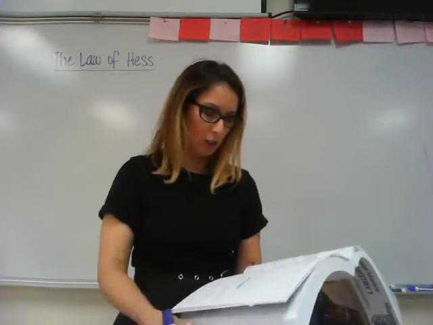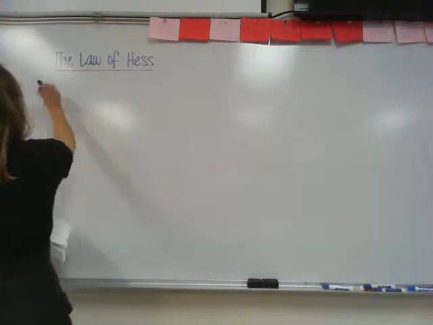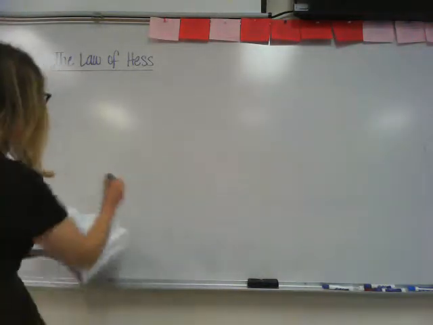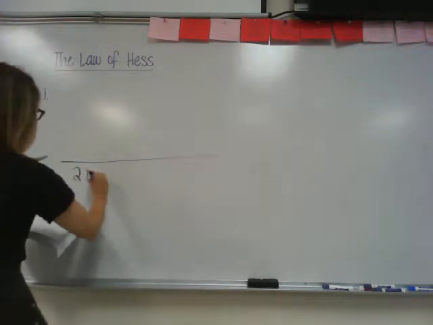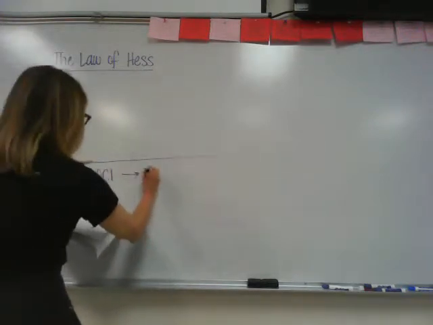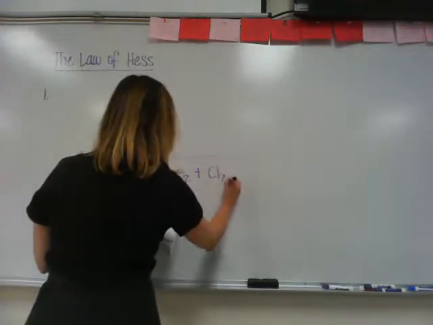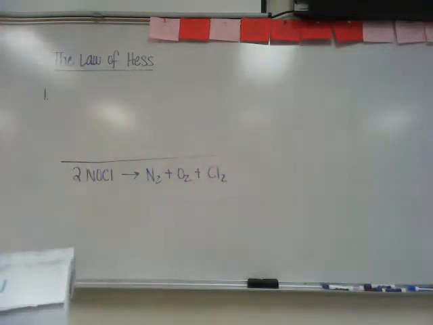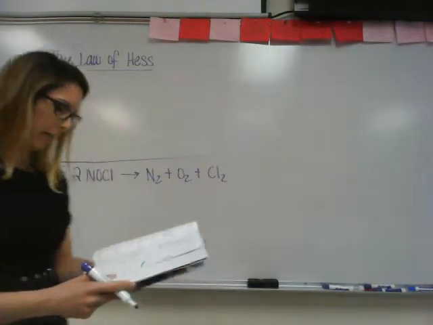Okay, we're on the law of Hess. So, for the first question, you're trying to get an overall reaction of 2NOCl yielding N2 plus O2 plus Cl2. So that's your goal. They gave you two different reactions that you have to manipulate.